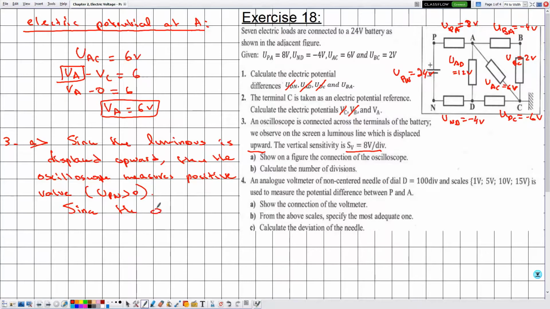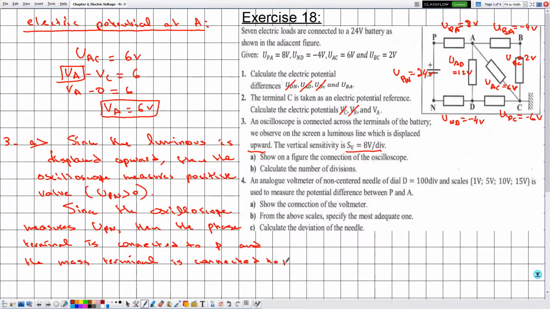Since the oscilloscope measures UPN, then the phase terminal is connected to P, and the mass terminal is connected to M. So this is the phase terminal and this is the mass terminal.